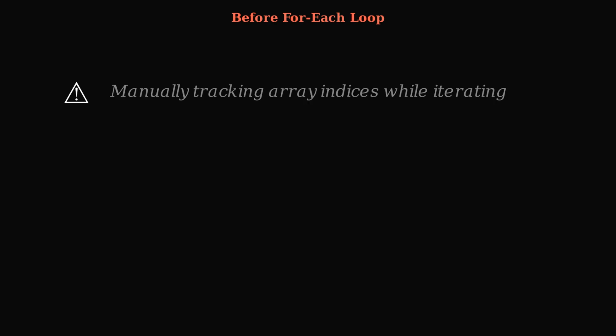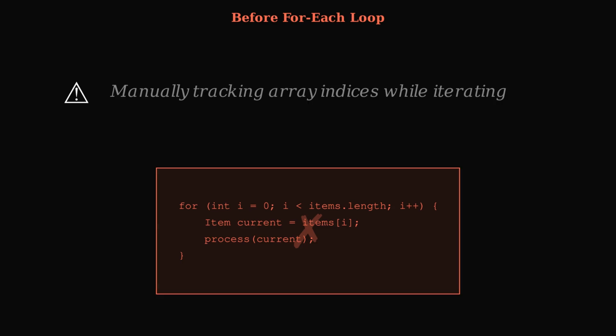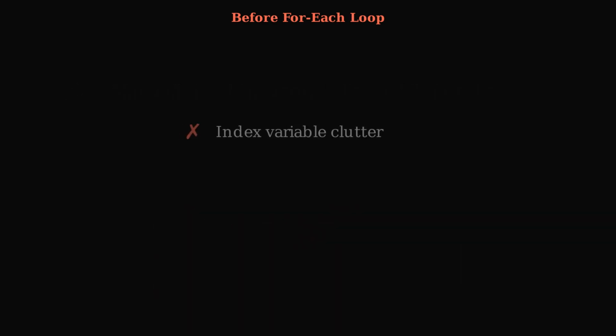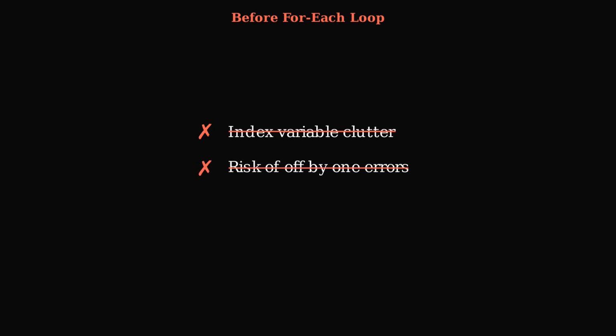So what happens without for each loop? Manually tracking array indices while iterating. Look at how messy the code gets. Index variable clutter, risk of off-by-one errors. Verbose iteration syntax. There has to be a better way.